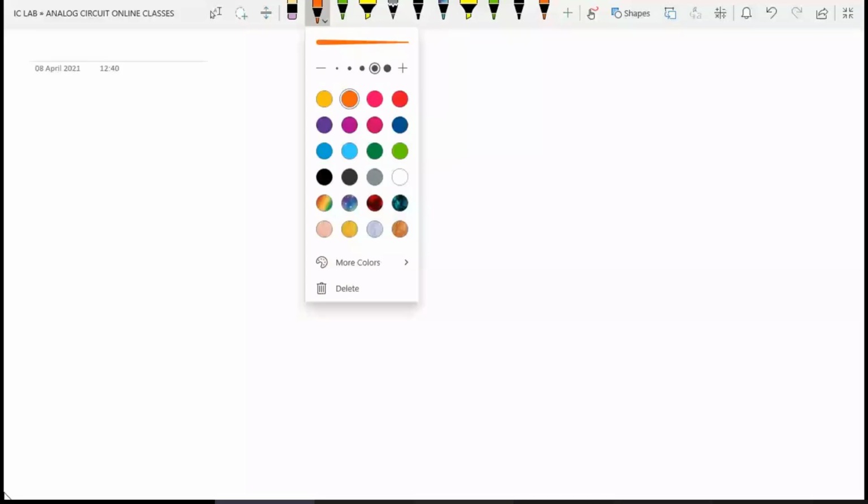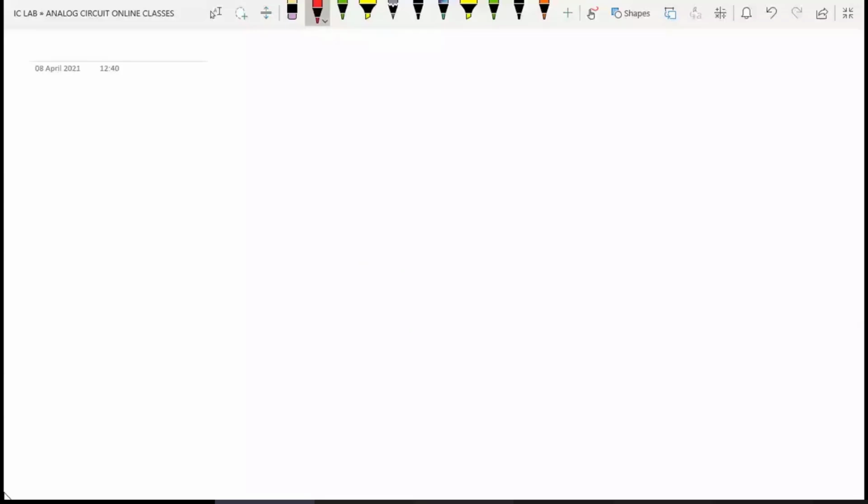Here we will deal with the topic analog circuits. The subject name is analog circuits, as I have revealed to you. In analog circuits we will be dealing with unit 5. Unit 5 is all about op-amp and its applications.